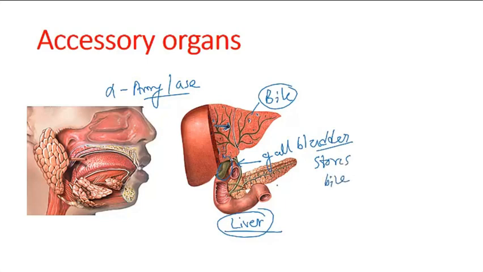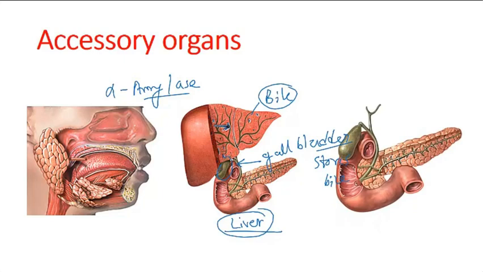Okay. And then the third one is the pancreas. The arrangement of the liver, pancreas, and gallbladder is very close together, and they are all connected because they have a simple single duct system through which all those necessary enzymes are released into the duodenum.